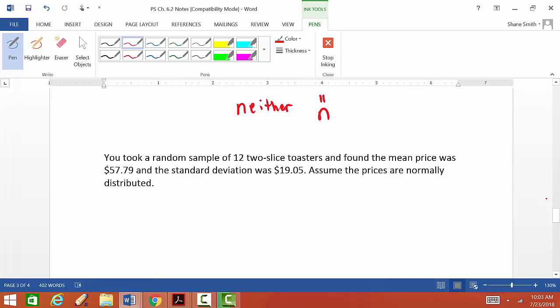And the last one, we have 12 2-slice toasters, so that's not a large enough sample size, but the prices are normally distributed.